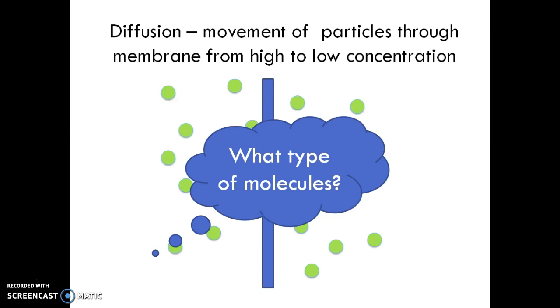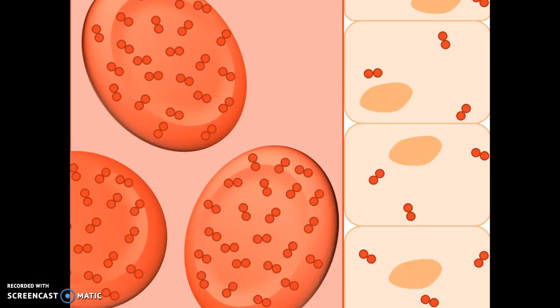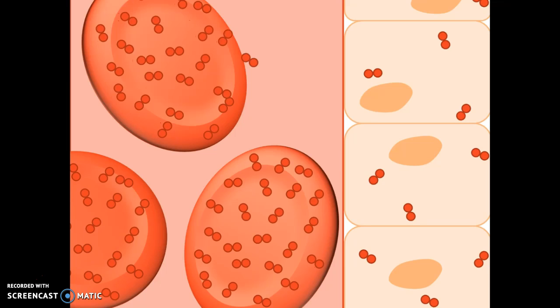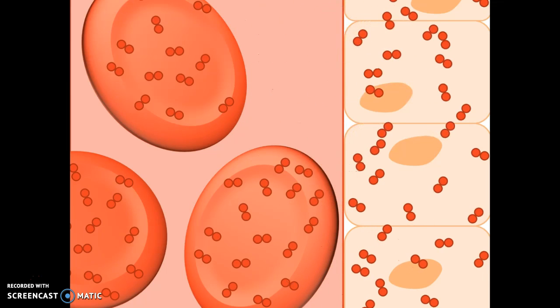Now, let's think a little bit about what type of molecules are going to be able to diffuse directly through the membrane. Exactly, small non-polar molecules are going to be able to fit directly between the phospholipids and be able to diffuse through that hydrophobic tail part of the membrane. Again, let's take a closer look at our red blood cells. High concentration of oxygen inside of our blood cells, a low concentration of oxygen inside of our body cells, and so the oxygen is going to diffuse to even out the concentrations, and now we have delivered oxygen to our cells in our body.